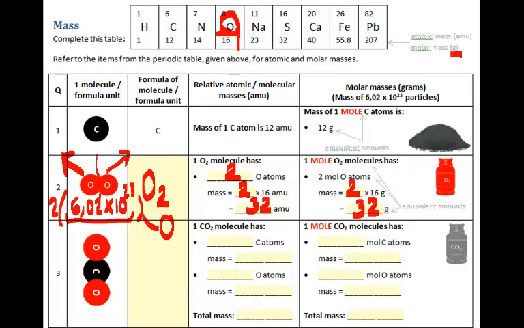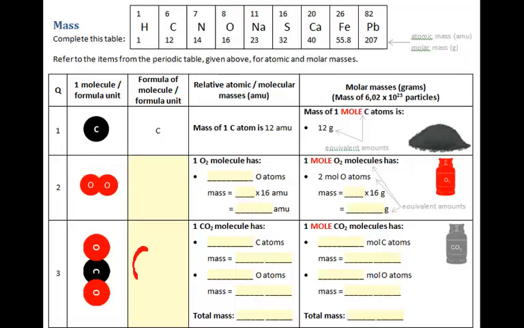So notice we get the same answer numerically, whether we're speaking about 1 O2 molecule or 1 mole of O2 molecules. It's 32 in both cases, but the unit is different, and therefore the meaning is different, amu and gram.